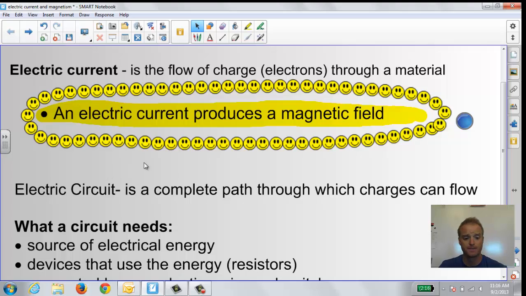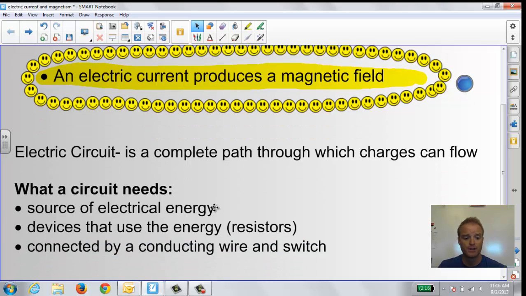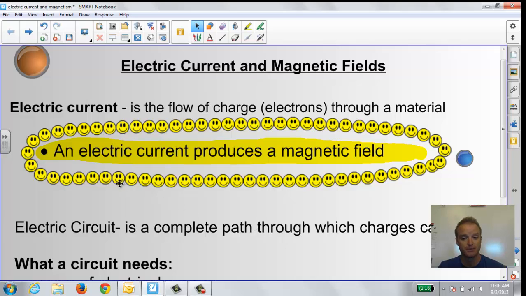So what does a circuit need to be complete? We need a source of electrical energy. We saw the battery before. Devices that use the energy, resistors. Anything that uses electricity we call a resistor. So that could be a light bulb, your computer, your television. And they're all connected by a conducting wire and a switch, so the ability to turn it on and off, and a wire that connects and completes the path for the electricity to flow. That's what a circuit needs.